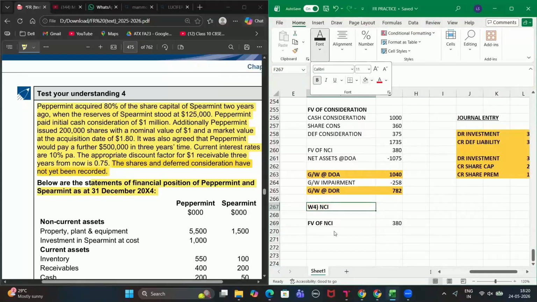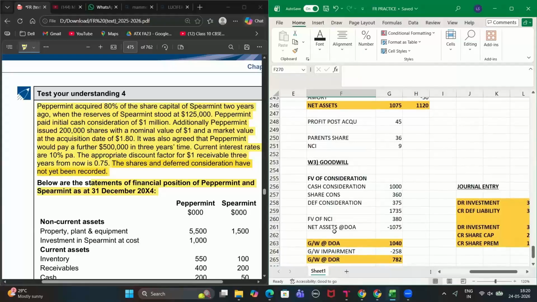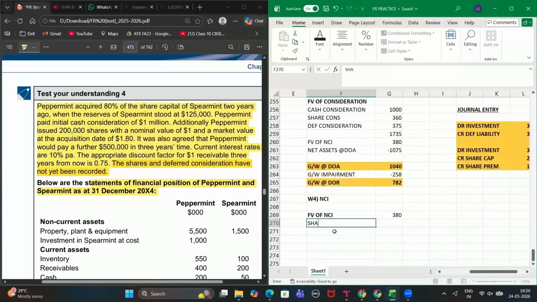We have fair value of NCI. Then what should we add here? See, NCI calculation. Remember, how do we calculate the closing of NCI? How do we calculate share of post acquisition profit? How much is the share of post acquisition profit for NCI? 9.